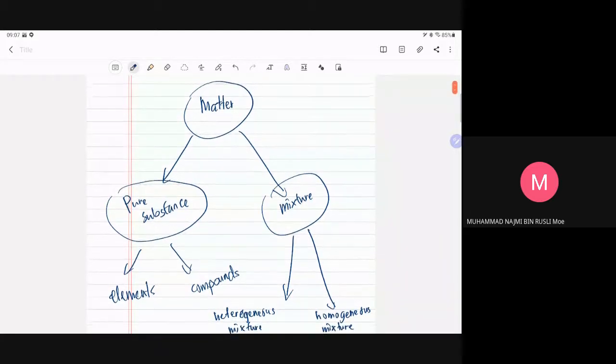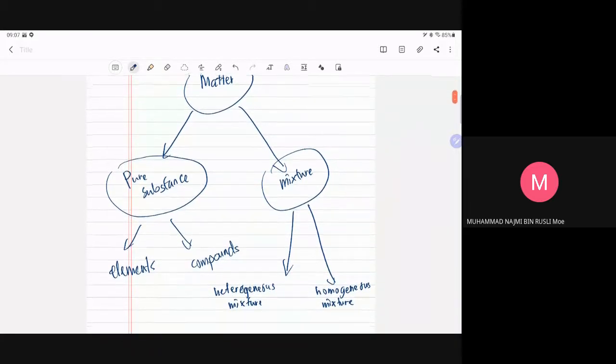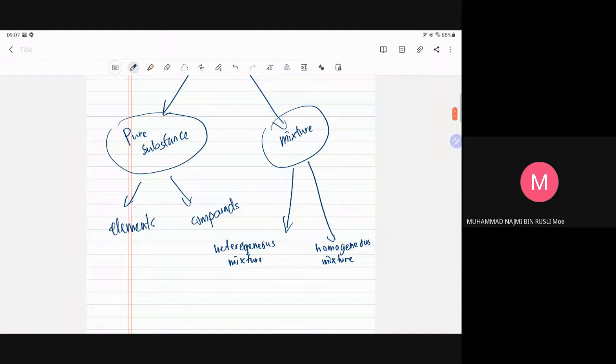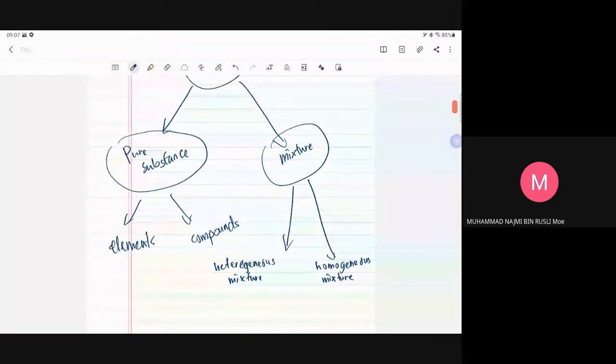So matter is divided into pure substance and mixture. Pure substance has two different types, elements and compounds. Whereas mixture pula ada heterogeneous mixture and homogeneous mixture. Okay, and elements, semalam kita dah define. We have seen the definition of element. It is something that cannot be broken down into simple substances through chemical means ataupun chemical reaction.